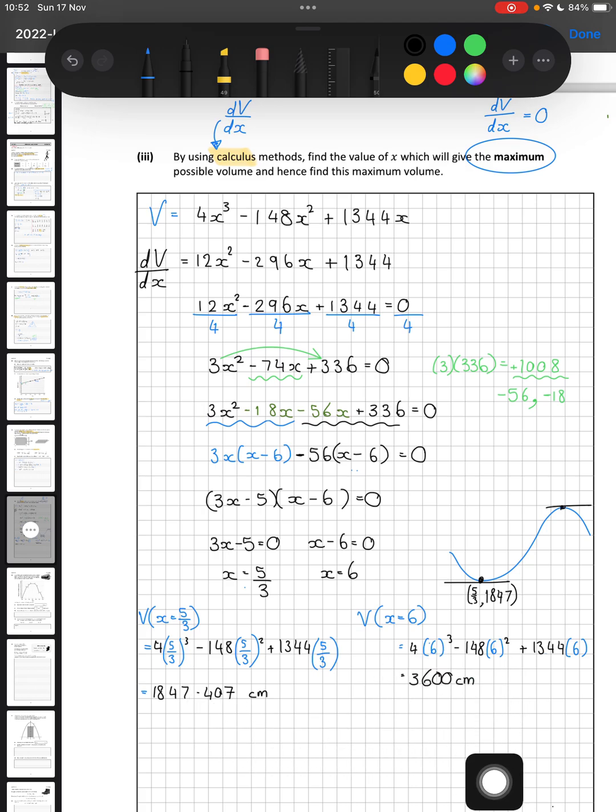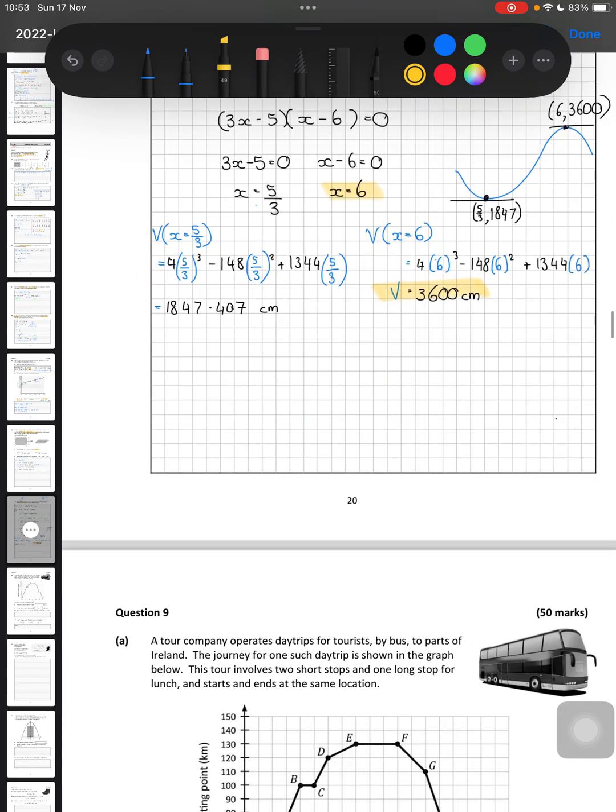So the max here, when x is 6, is 3600. We do want to show the examiner that we know that this is the value, the matching maximum volume, and not this. So what I will do is get my highlighter out, or a different colour pen, not red, and write down that that is my value for x, and this is my matching max volume.